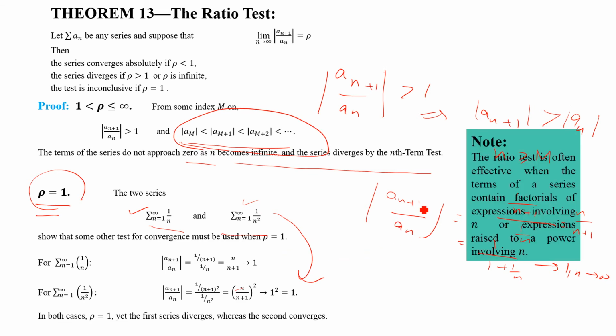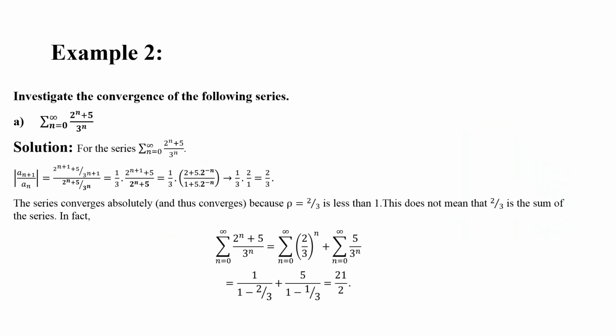Okay, there is a note which needs to be remembered. The ratio test is often effective when the terms of the series contain factorials of expressions involving n or expressions raised to a power involving n. That is, the terms involving n factorial or an expression raised to a power involving n. For example, investigate the convergence of the series. In this case, you can see we have terms raised to a power involving n. So we have a series (2^n plus 5) divided by 3^n, and n varies from 0 to infinity.